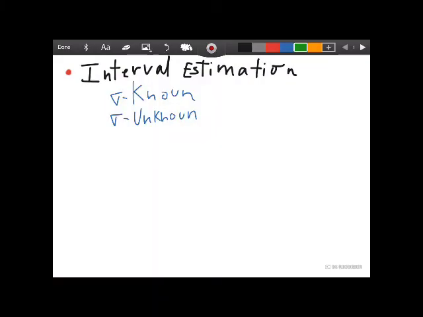Today we're going to talk about interval estimation, in the case where we have sigma known and sigma unknown. When we're doing interval estimation, we have two cases. One is the one that has sigma as known, and then the other one is the one where sigma is unknown.